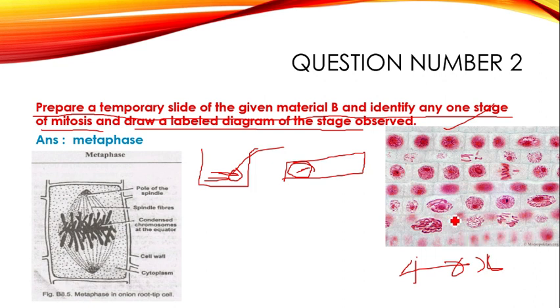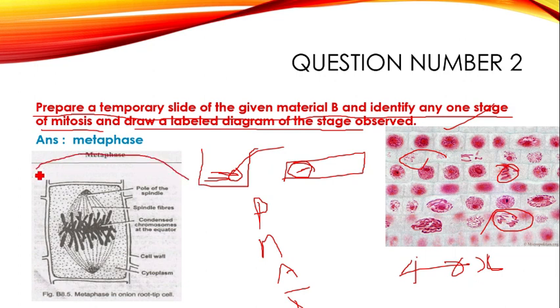On the slide you can see different stages. Here you can see anaphase, metaphase, telophase, different stages of mitosis. Already you know mitosis is mainly divided into 4 stages: prophase, metaphase, anaphase, telophase. Any one stage only you have to identify. Then you have to draw the diagram of that stage. First you have to write the name of the stage, for example I have written metaphase. Then you have to draw a neat labelled diagram of the metaphase plate.